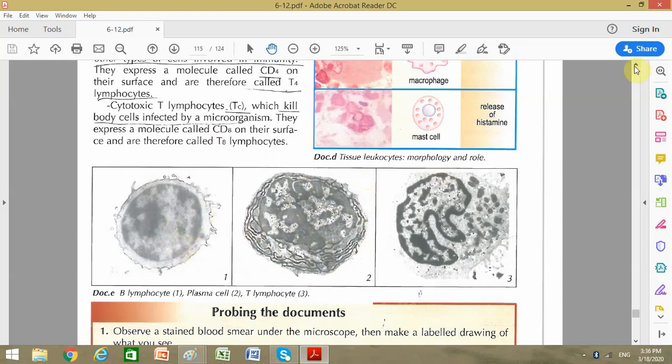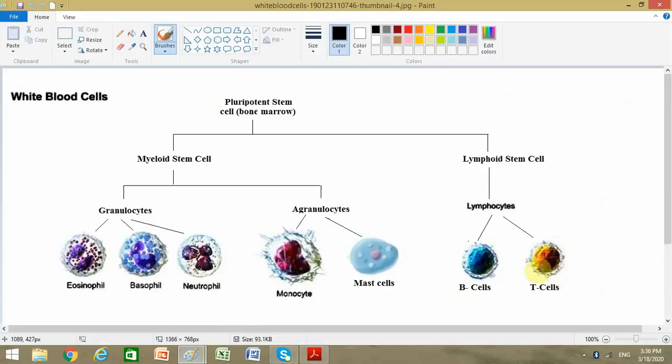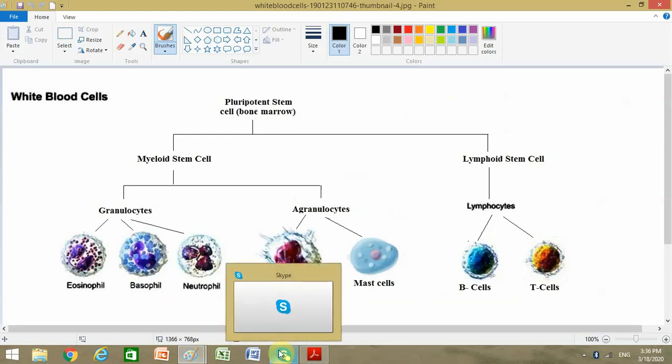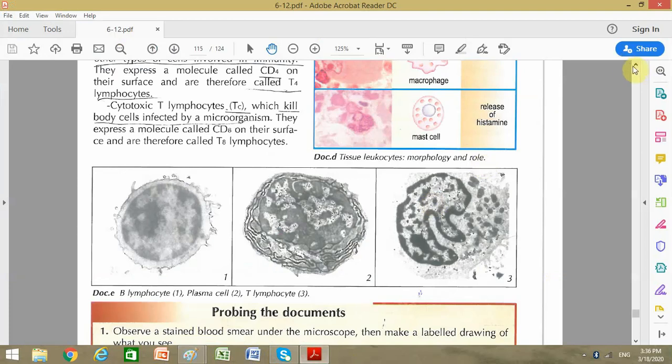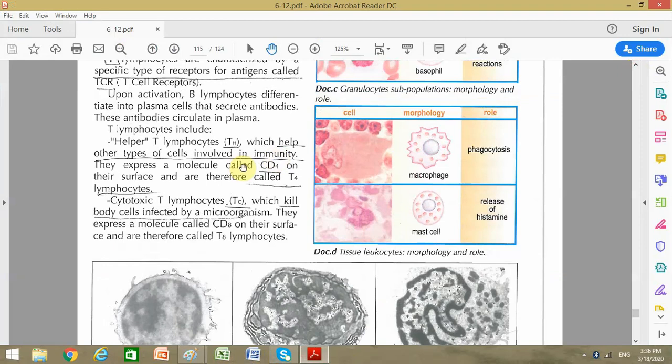What about the T cell? We have two types of T cells: the T helper and the T cytotoxic. The T helpers help or direct the immune system, the specific immune response. They have a marker called the CD4 marker, and thus they are called T4 lymphocytes. However, the cytotoxic T cells kill the cells that are infected with microorganisms, so they are killer cells, and they have a marker on their membrane called the CD8 marker, and that's why they are called T8 lymphocytes.